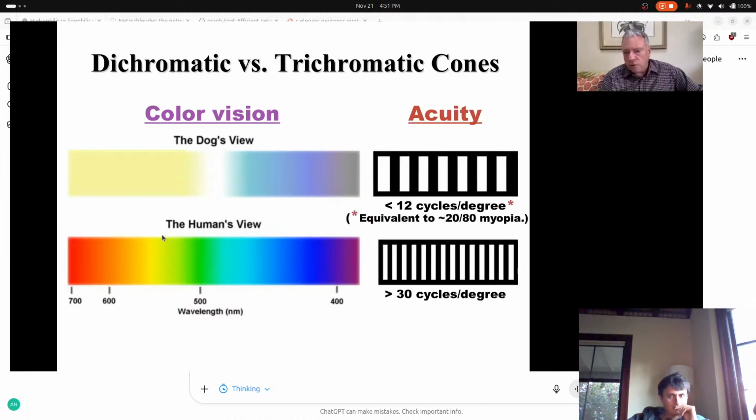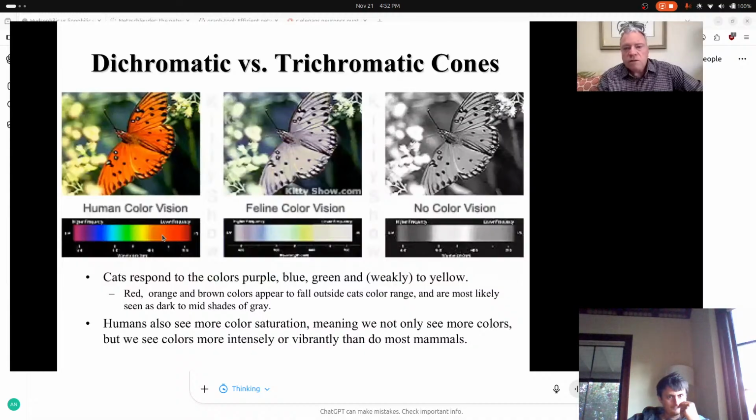So again, equivalent to 20/80 myopia and nearsightedness. So if you're a nearsighted colorblind person, you see like a dog does. Of course, your brain is still able to process the information that a dog can. So here's again what we mean. If you couldn't tell any color, it would look like this.